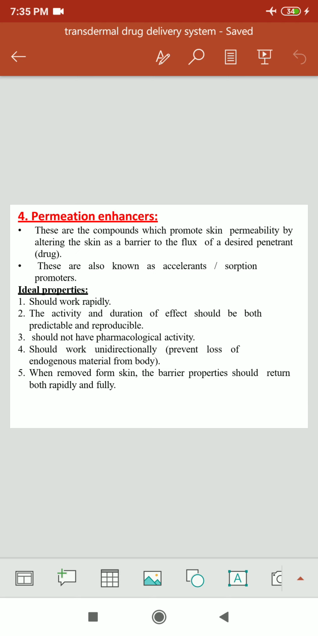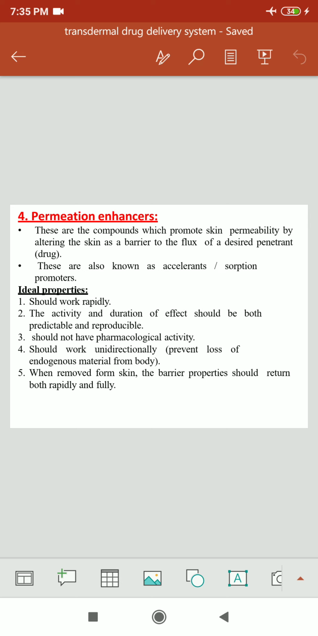Next is the permeation enhancer. These compounds are used to promote skin permeability, and by improving this permeability we are delivering the amount of drug, and it is also known as an accelerant or sorption promoter. So the ideal properties of this enhancer: it should work rapidly. Activity and duration of effect are predictable and reproducible. Reproducible means they are working in a reproducible manner. It should have no pharmacological activity, so they are not giving any kind of activity.